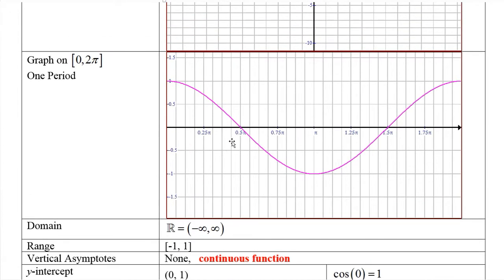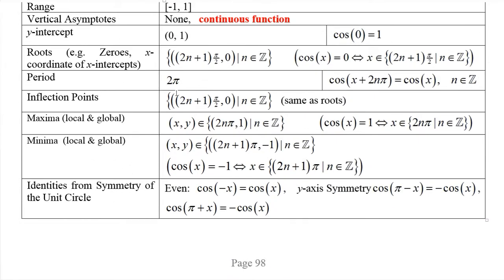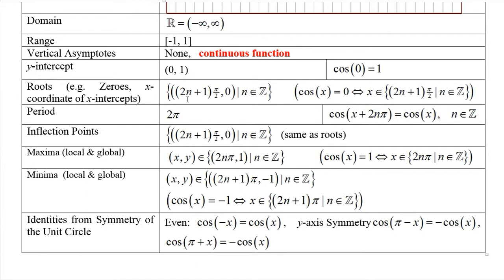The roots, the x-intercepts, actually are odd multiples of pi over 2. So it's pi over 2, 3 pi over 2, 5 pi over 2, 7 pi over 2, and so forth, negative 1 pi over 2. One way to make an odd number is this: you start with any integer, multiply by 2 to get an even integer, then add 1, and it's an odd integer. So the roots, which are also the same as the inflection points, are (2n plus 1) times pi over 2, comma 0, where n is an integer.